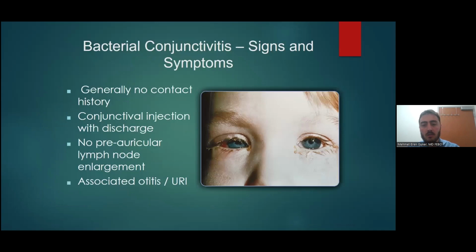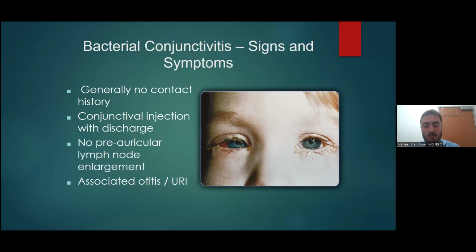All right, let's talk a little bit about bacterial conjunctivitis. This is not very common in the older kids. We see it more commonly in the smaller kids, especially kids with nasolacrimal duct obstruction, aka blocked tear ducts. So usually there is no contact history. You can see whitish, yellowish conjunctival discharge, and there's not going to be any lymph node enlargement.